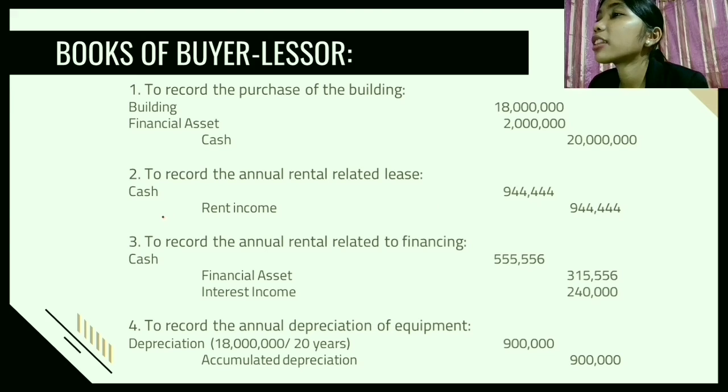Now, to record the annual rental related to financing, we debit cash with 555,556 pesos and credit financial asset with 315,556 pesos and credit interest income for 240,000 pesos. Now, to record the annual depreciation po ng ating equipment, depreciation would be debited for 900,000.